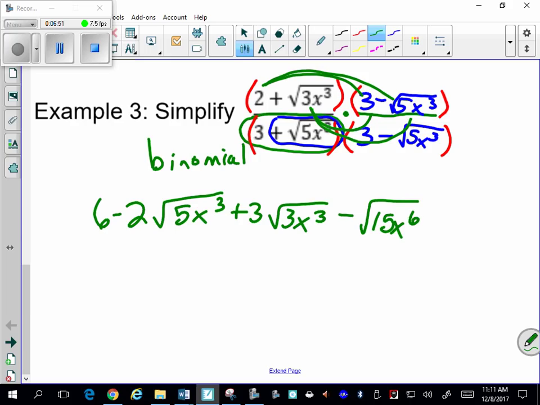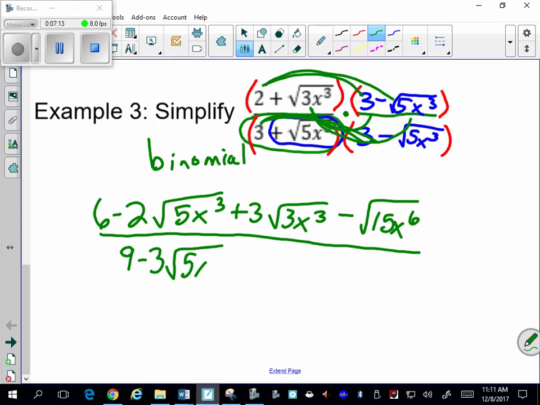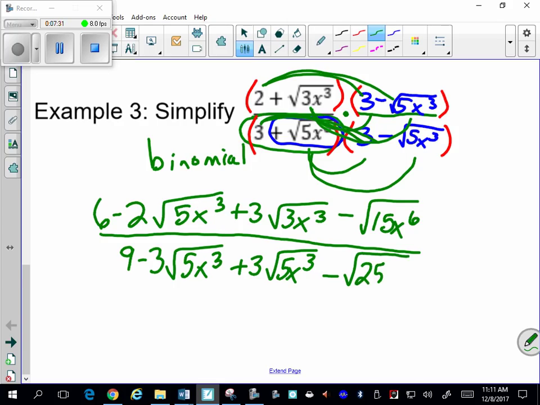And then in the denominator, you've got to be very careful how you multiply these out, because you can miss something quite easily. So 3 times 3 is 9. 3 times a negative square root of 5x to the third is negative 3 square root of 5x to the third. In the middle here we have square root of 5x to the third times 3, which is a positive 3 square root of 5x to the third. And square root of 5x to the third times a negative square root of 5x to the third is a negative square root of 25x to the sixth. Now let's continue this down. I'm going to keep going down since I don't have a lot of room.